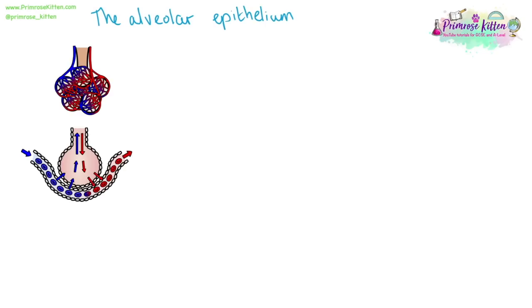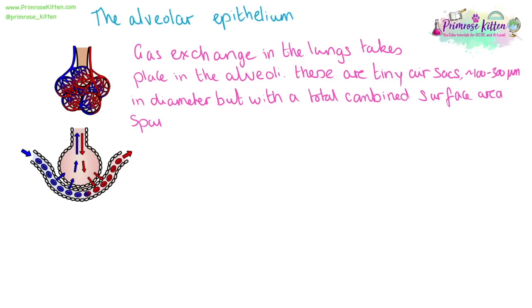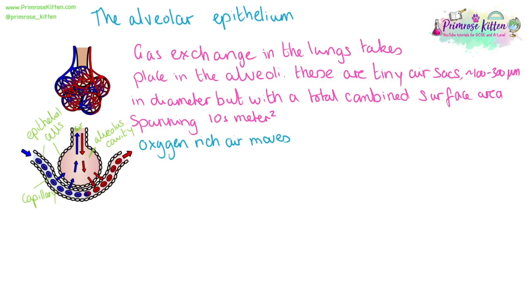Here we can see the alveolar epithelium. This is where gas exchange in the lungs takes place. These are tiny air sacs, approximately 100 to 300 micrometers in diameter, but with a total combined surface area spanning tens of meters squared. We have the alveolus cavity, the epithelial cells, the capillary surrounding it, and the air inside.